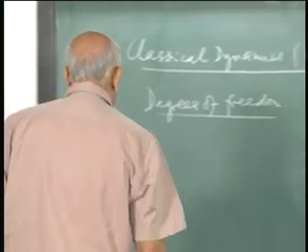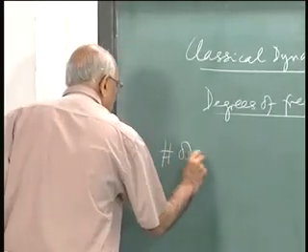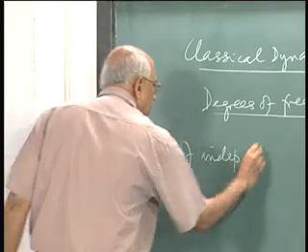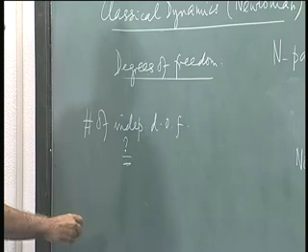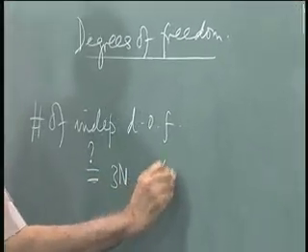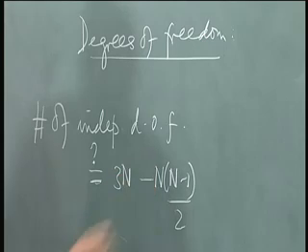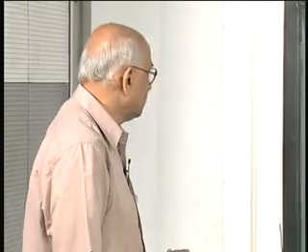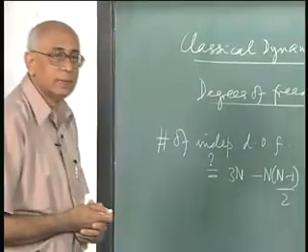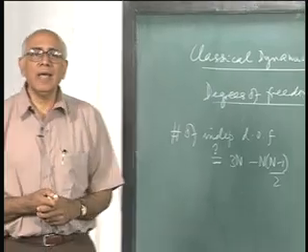Well, let us try that out. The number of independent degrees of freedom is equal to, I put a question mark here, I am not altogether convinced, 3n minus n times (n minus 1) over 2. What happens if you put n equal to 4? What happens if we put n equal to 5? What happens if we put n equal to 8?